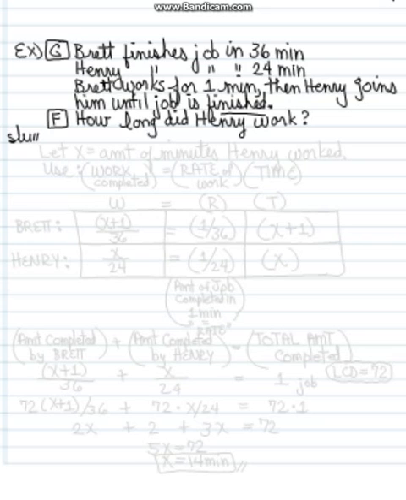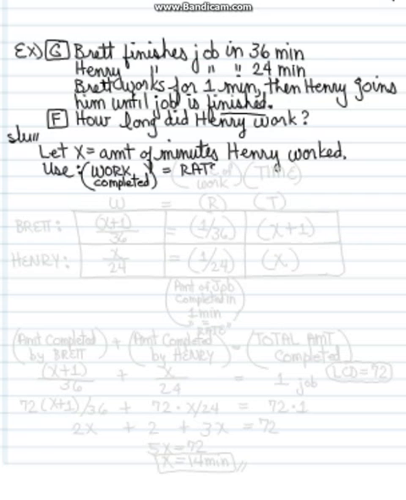All right. So we're looking for the amount of time that Henry worked. So let's start off by saying let our variable x equal the amount of minutes that Henry worked. That's what we're actually looking for. Then we're going to use this formula that says the work completed is equal to the rate of the work times the time. Oh, that sounds familiar. Sounds like distance equals rate times time. Yeah, because they're all related, all these formulas.